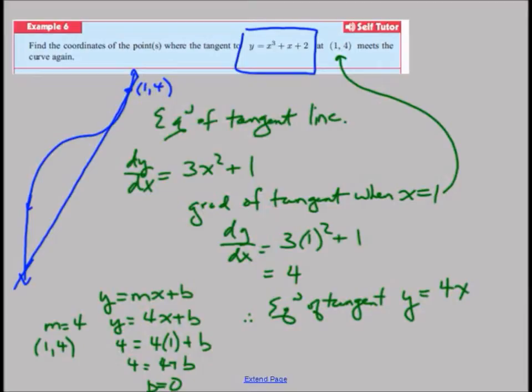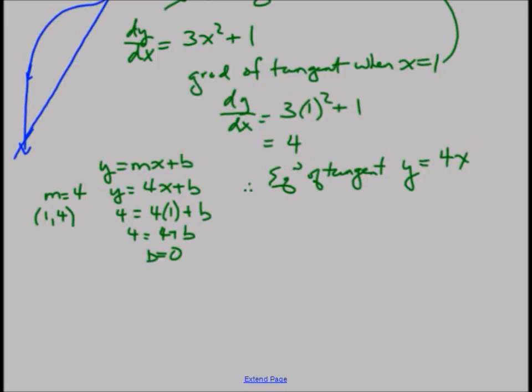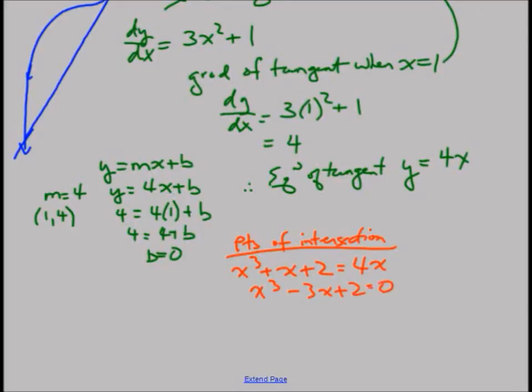All right, so where does that meet the curve again? Now, we could try to do this algebraically. Points of intersection. We know we can set those two equations equal to each other. It's going to be the point or points that satisfy those equations when they're equal to each other. So x cubed plus x plus 2 equals 4x. Okay, so x cubed subtract 3x plus 2 equals 0, but we don't know how to factor this.